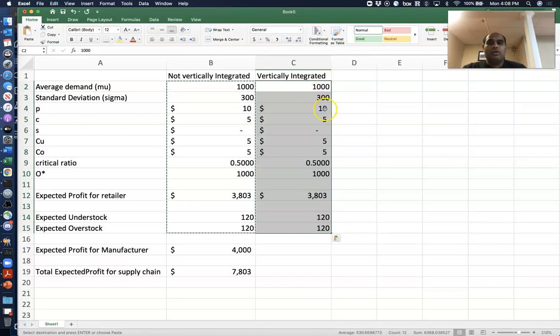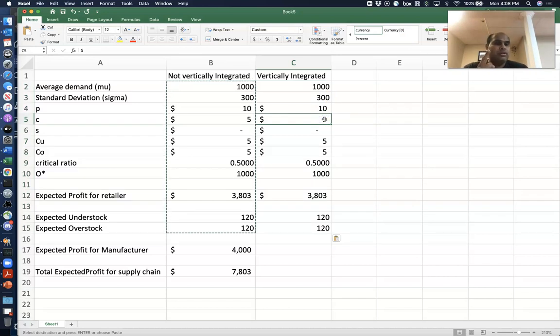The mean and standard deviation are the same. The sales price is the same, but the cost is now $1. The company can manufacture it for $1 and they're selling it for the same price. They make $9, which means that the cost of understocking now is much higher than the cost of overstocking. There's only $1 for the cost of overstocking because it costs you $1 to make the CD. So that's how much you're spending on it. But you can make $9 by selling the CD. So the critical ratio is 0.9 and the optimal order quantity now is 1384.